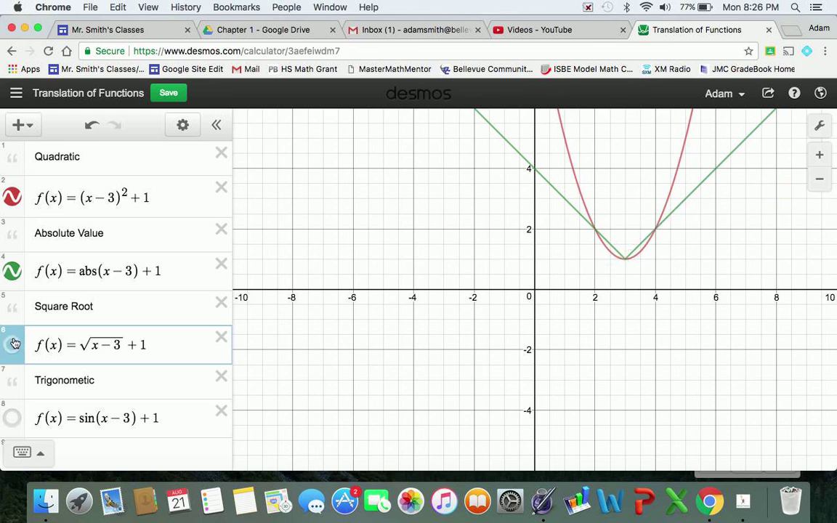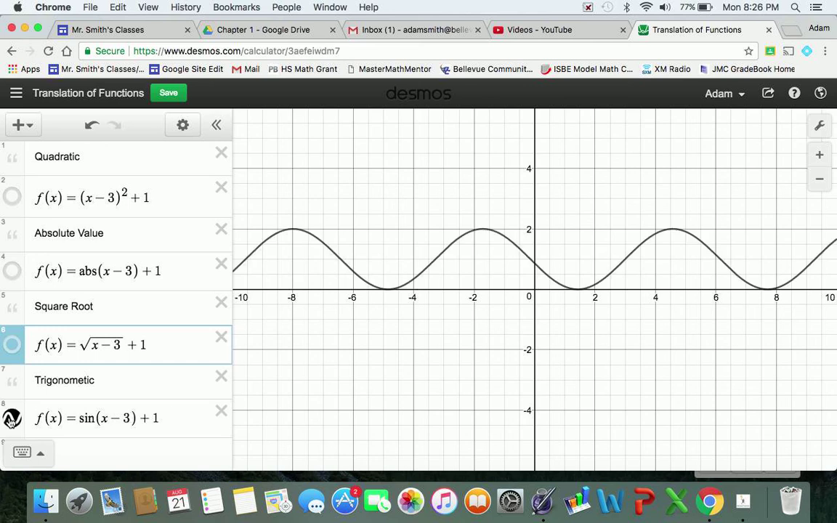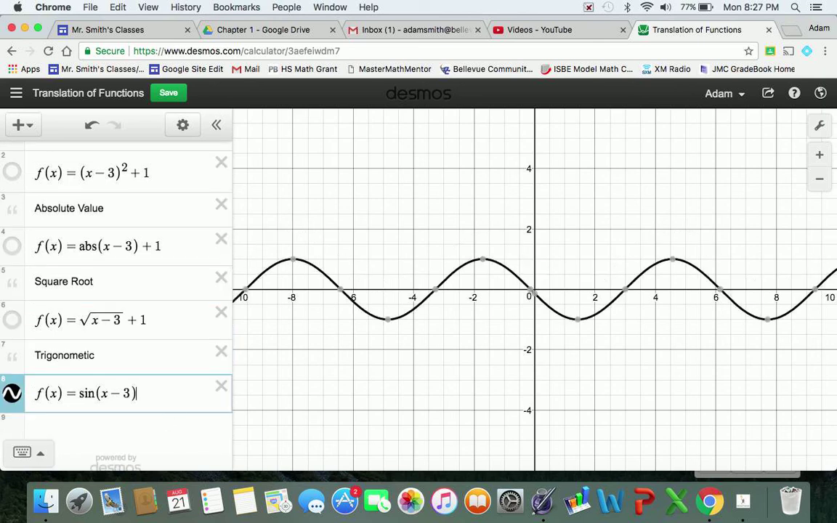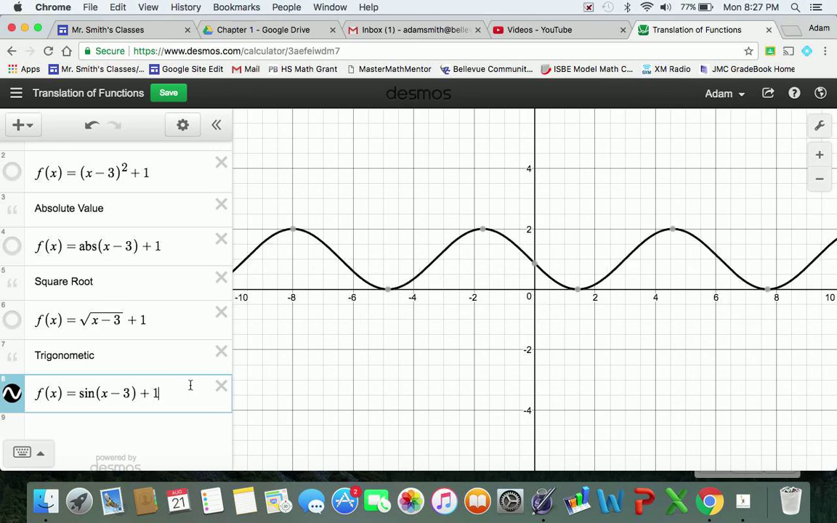Now a trigonometric function is a little unique. We have to know things about what a sine function looks like. And so there's this here, what it looks like when we have that minus 3 inside the parentheses and the plus 1 outside. The plus 1, if you notice, all it did was make this thing go up by 1.